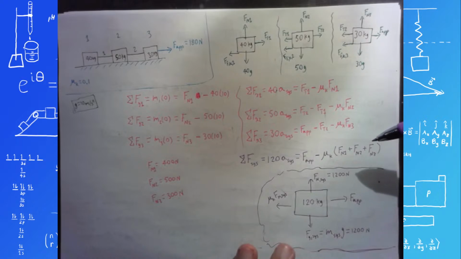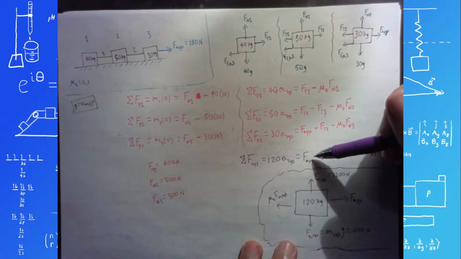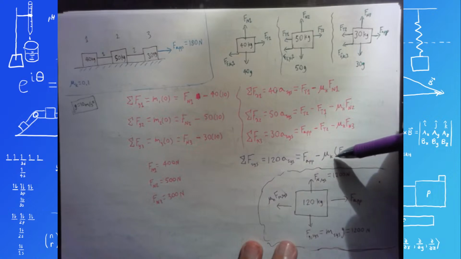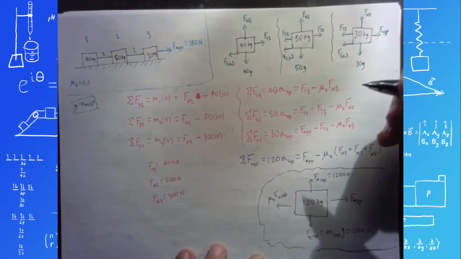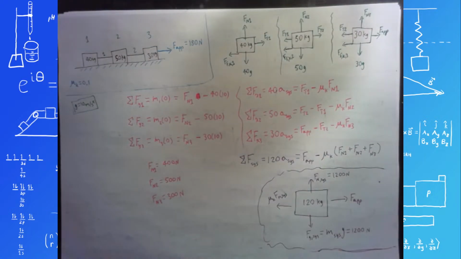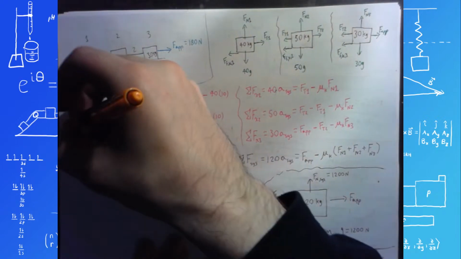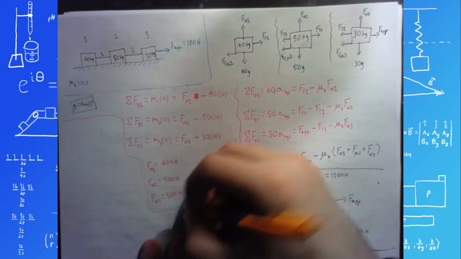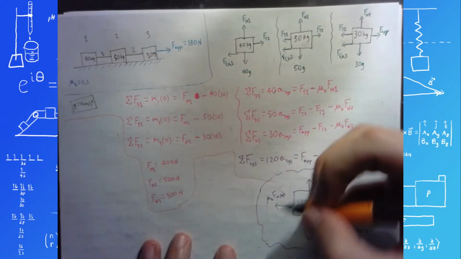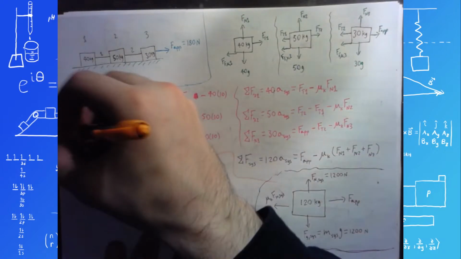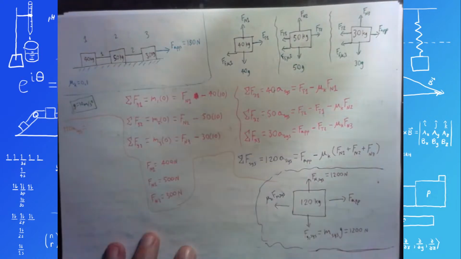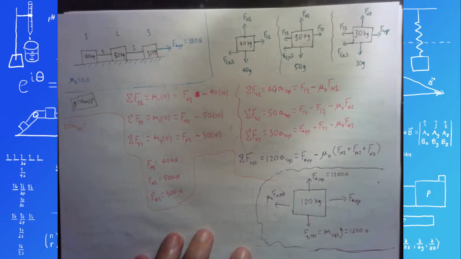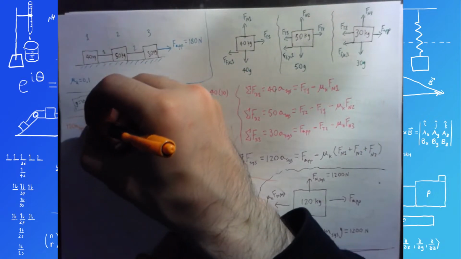Anyway, we've got 120 a system equals force applied minus coefficient of kinetic friction times the sum of the normal forces. So if I go ahead and continue that, I guess we'll do it over here. We've got 120, acceleration of the system equals force applied, which was 180.